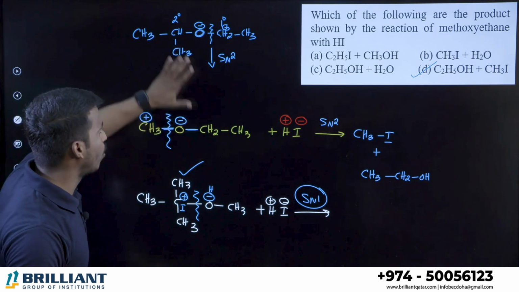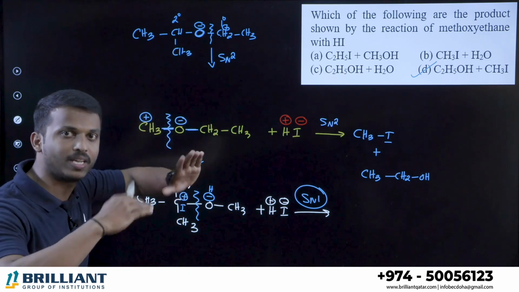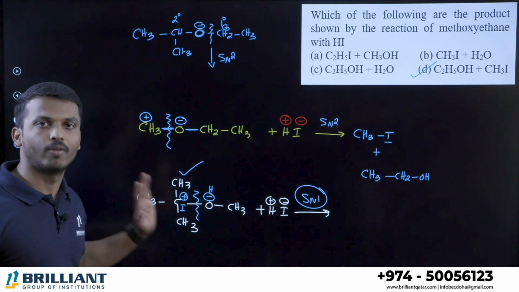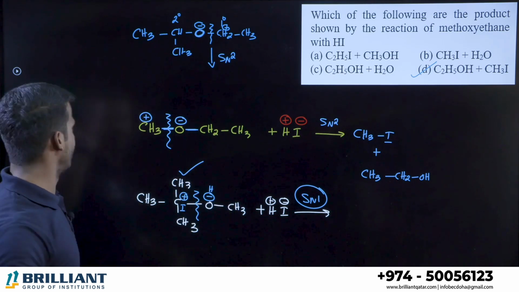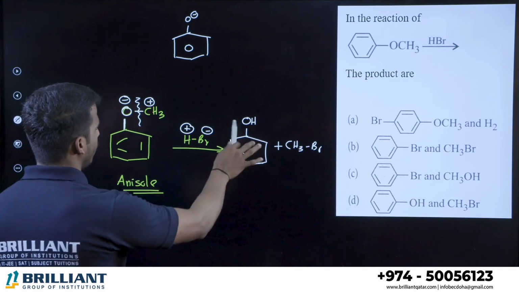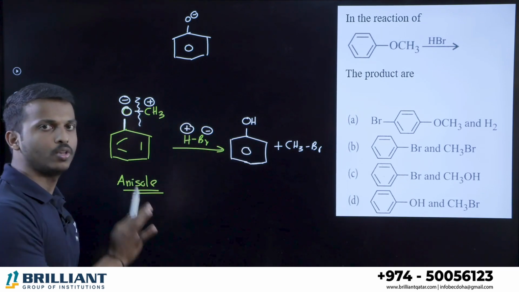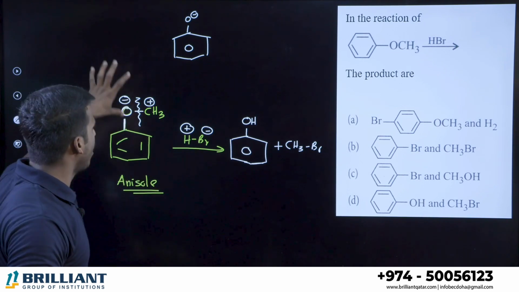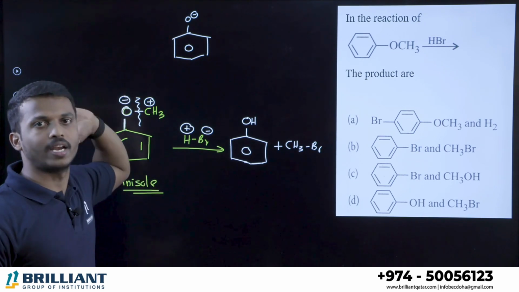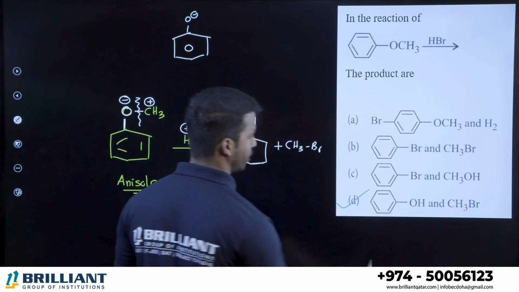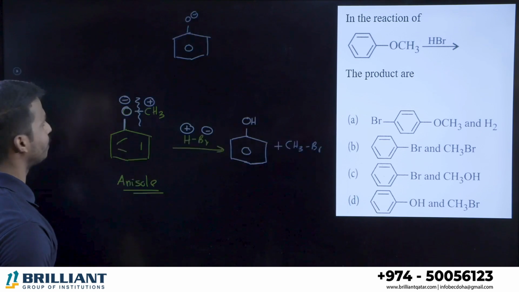So for these groups, when the alkyl group is smaller, like primary or secondary, it follows the SN2 mechanism. When it is tertiary, it follows the SN1 mechanism. Okay, so your answer is which one? When it is an aromatic ether, just keep in mind it almost follows the SN1 mechanism here. After the breaking you should get the phenoxide ion. So what is the product? Phenol and CH3Br. Option D is the product.